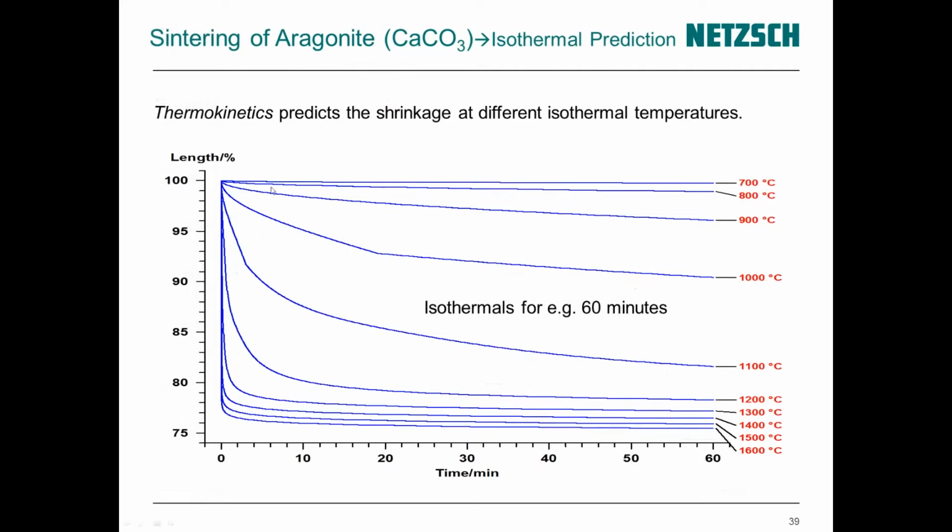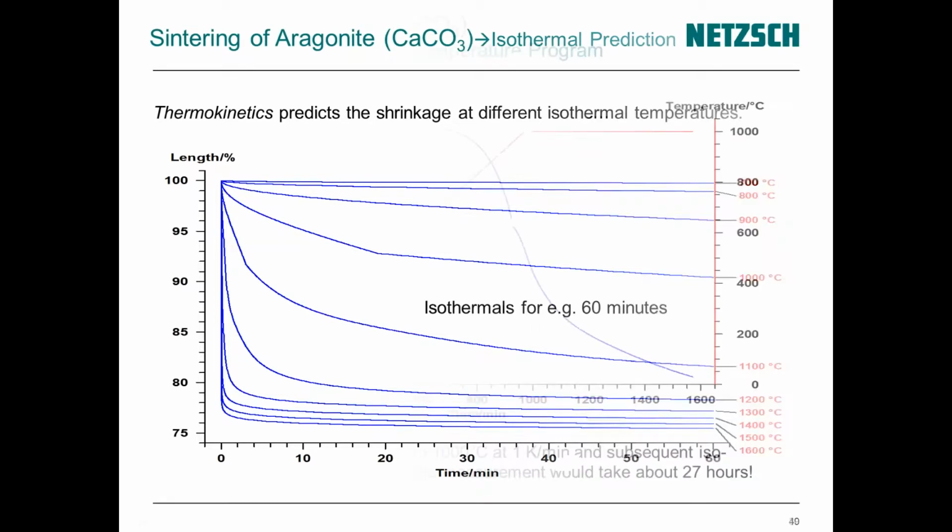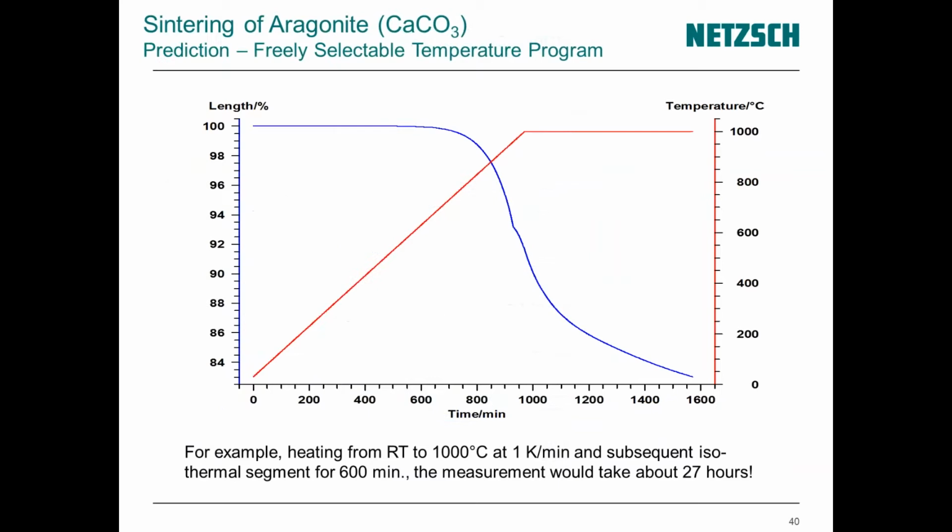Or you can make predictions for a freely selected temperature program, like for example shown here, for heating from room temperature up to 1000 degrees C at 1 Kelvin per minute, and an additional and subsequent isothermal step of 600 minutes. So the measurement would take about 27 hours. With thermokinetics, you can calculate this. If you have the model already, you can calculate this within a few minutes.